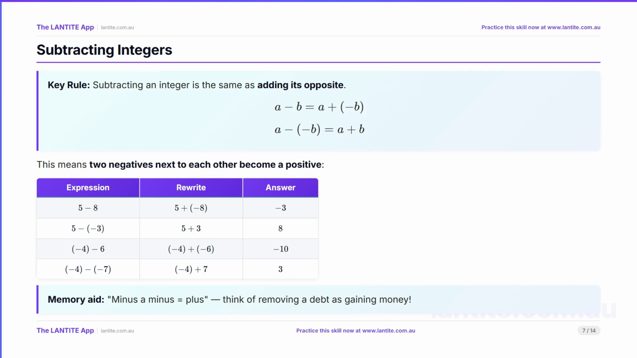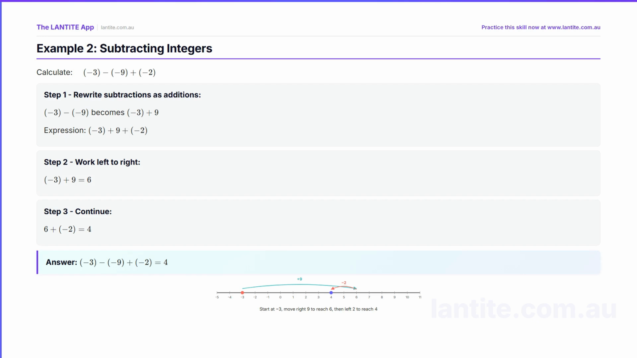Let's work through this example. Calculate -3 minus -9 plus -2. Step 1. Rewrite the subtraction. -3 minus -9 becomes -3 plus 9. The expression is now -3 plus 9 plus -2. Step 2. Work left to right. -3 plus 9, different signs, 9 minus 3 is 6, and since 9 is larger and positive, the answer is 6. Step 3. 6 plus -2 equals 4. The answer is 4.